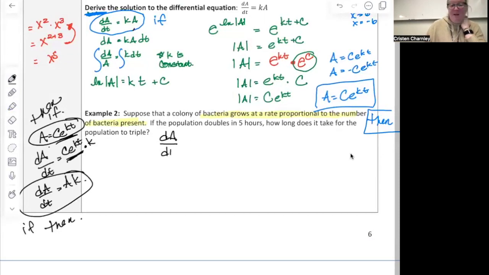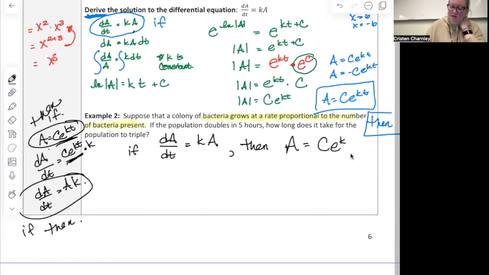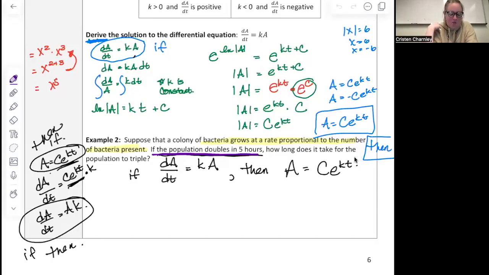So A is the amount of bacteria present. If this is true, then I know that I can go right to, all right, this is A equals Ce to the kt. So if the population doubles in 5 hours, that's what we're going to use first. So again, if we know that that rate is proportional to the number of bacteria present, then we can use our version of the PERT formula. So I just have different letters, but it does work exactly the same way.